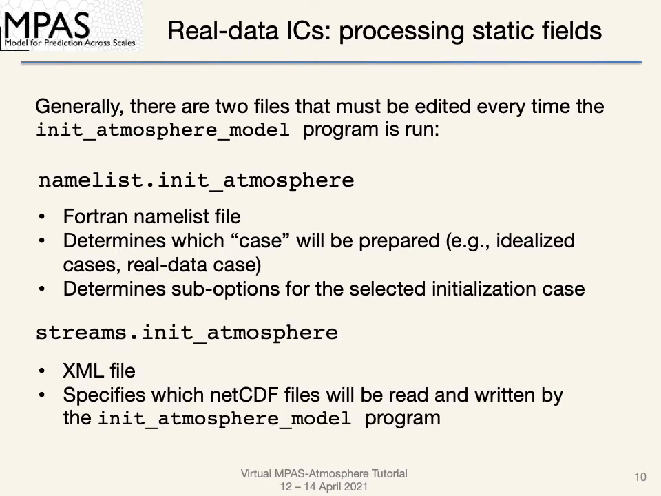The second file that we need to edit before running the init atmosphere model program is this file called streams.initAtmosphere. This is an XML file, even though we've chosen not to use a .xml suffix. So again, it's something that you can edit with your text editor of choice. And this is a file that allows us to specify which netcdf files will be read and written by the init atmosphere model program. So you can imagine, for example, that we might need to tell the init atmosphere model program where to find our netcdf mesh file that we downloaded, as we talked about a couple of slides back. That would be, for example, set in the streams.initAtmosphere file.